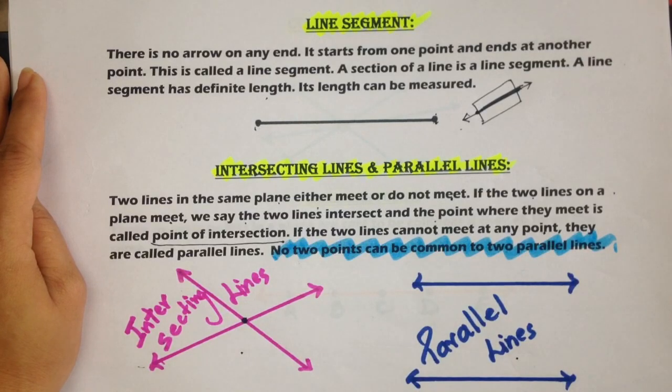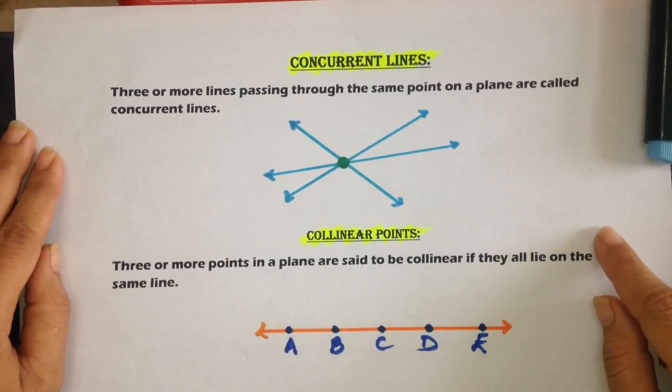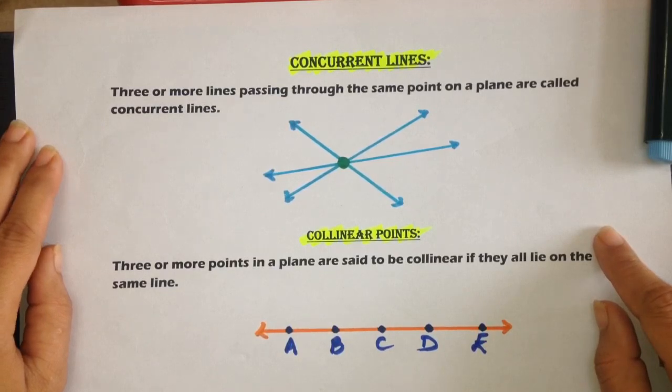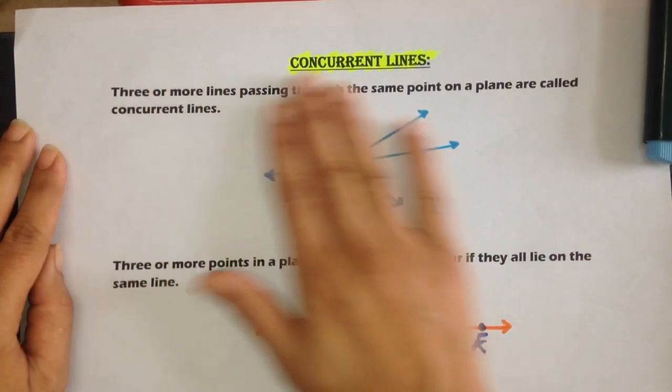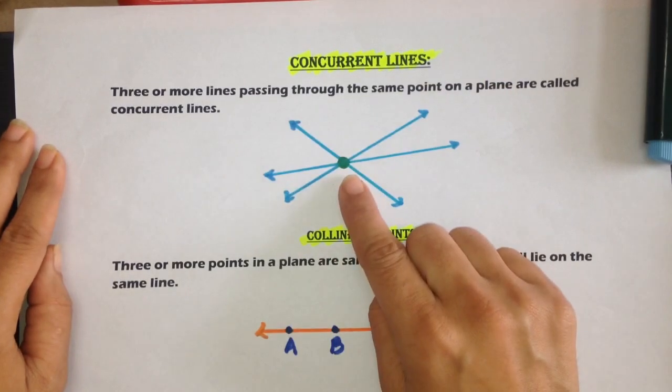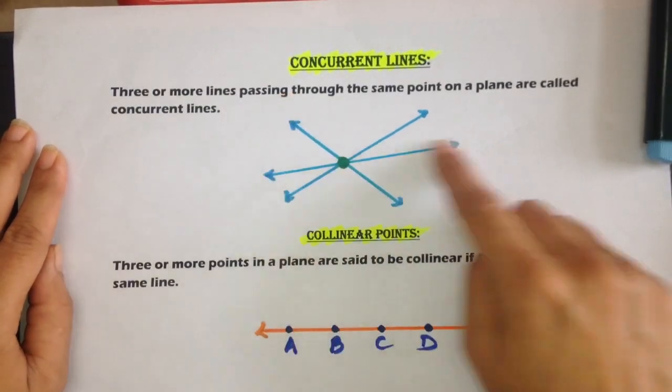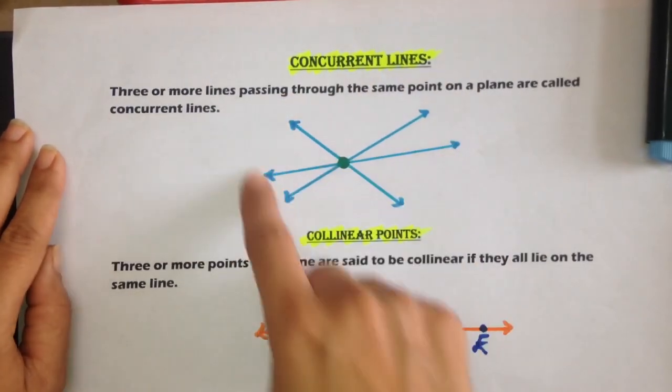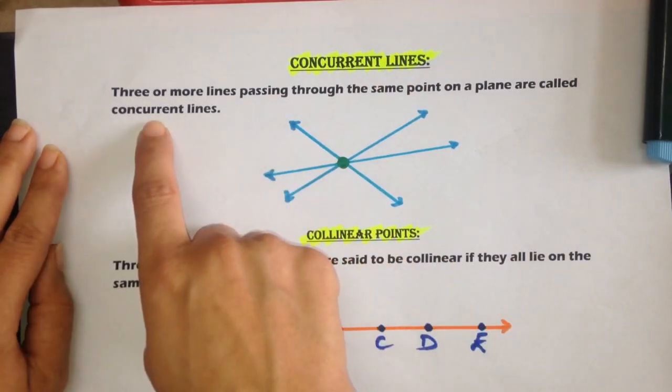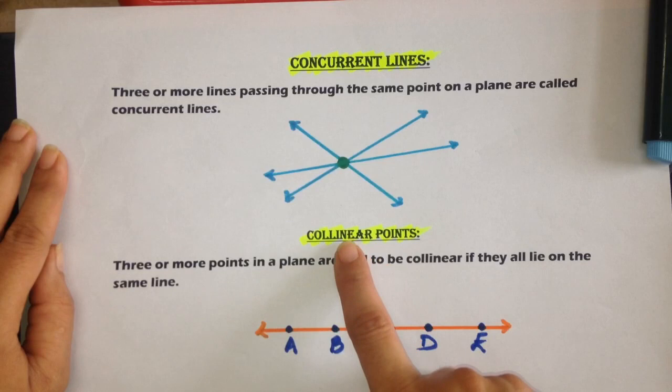Okay, let's move to another topic, that is concurrent lines. What are concurrent lines? Three or more lines passing through the same point on a plane are called concurrent lines. That means you have a single plane, a flat surface, and you have a common point. If there are three lines, or it may be more than three, it may be 4, 5, 6 and so on, and these lines are passing through a single point, then these lines are known to be concurrent lines.